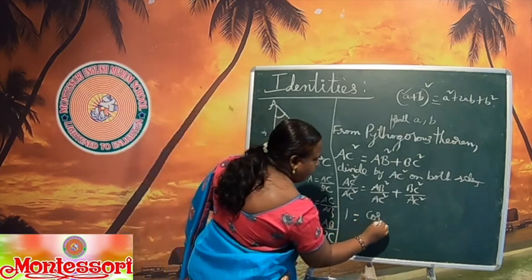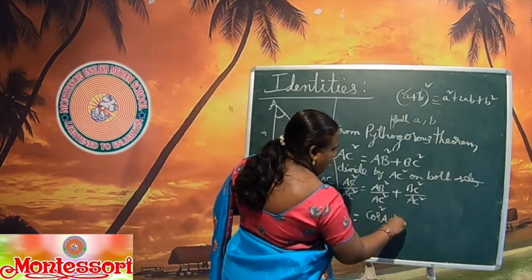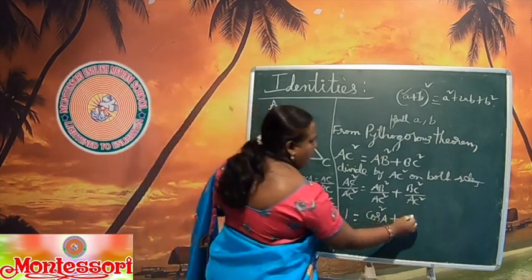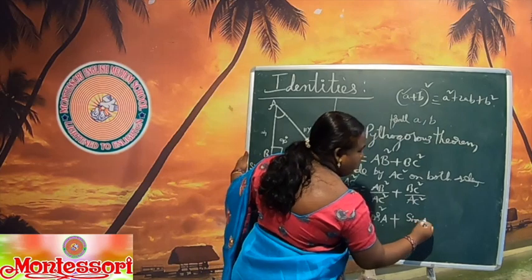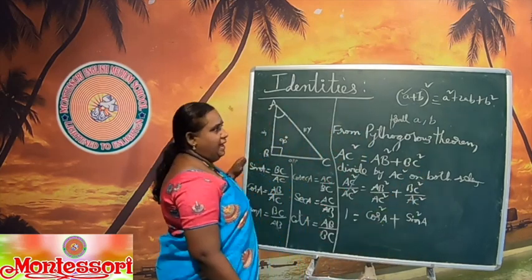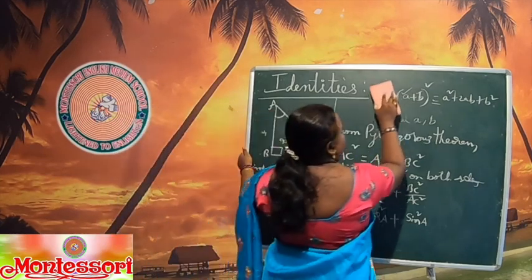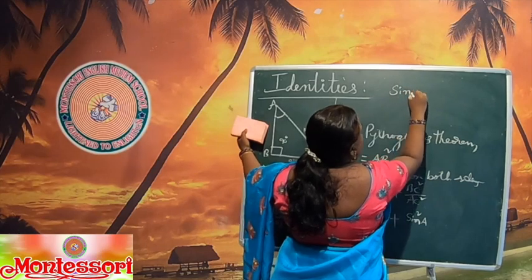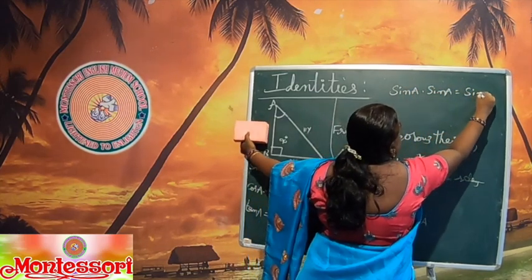But whole square there, no? So cos square A plus, what is BC by AC? Sin A. So this we can write as BC by AC whole square, sin A whole square. It's nothing but sin square A. Please remember children, when you are writing square, be very careful. Sin A into sin A, for example, that is sin square A.